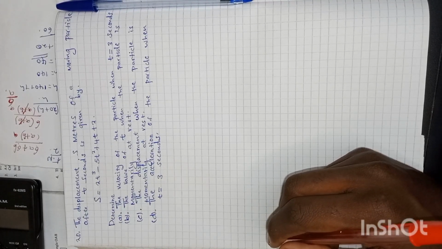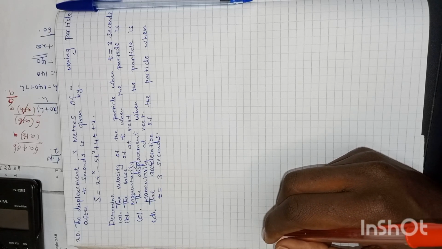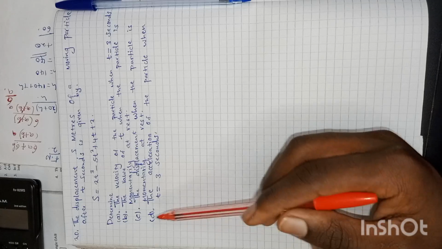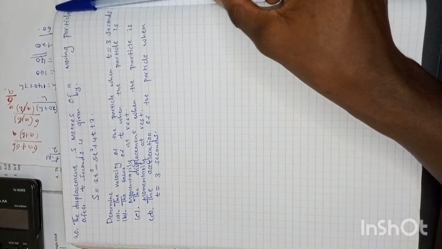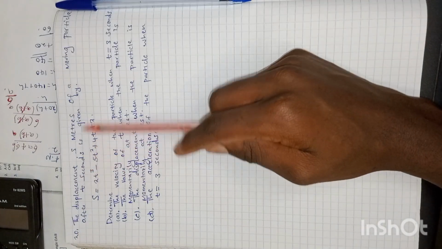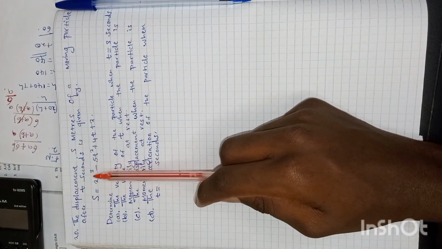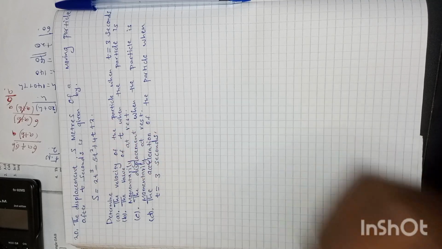Okay, welcome back. So today we are going to handle a question based on calculus. So let's go to the question directly. The displacement s meters of a moving particle after t seconds is given by s equals 2t raised to 3 minus 5t squared plus 4t plus 2.